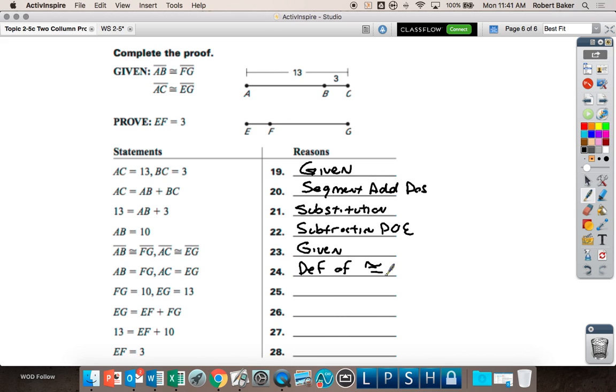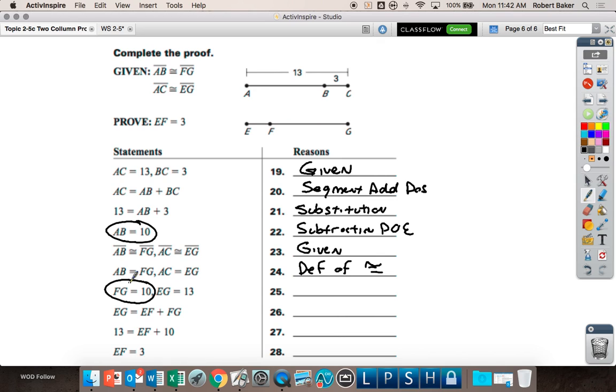Oh, substitution. Are you guessing now or are you actually doing it? Realize that it says AB is 10 right here, and now they're changing it to FG is 10. But right here it says that AB and FG are the same. Transitive? Substitution. It is substitution.